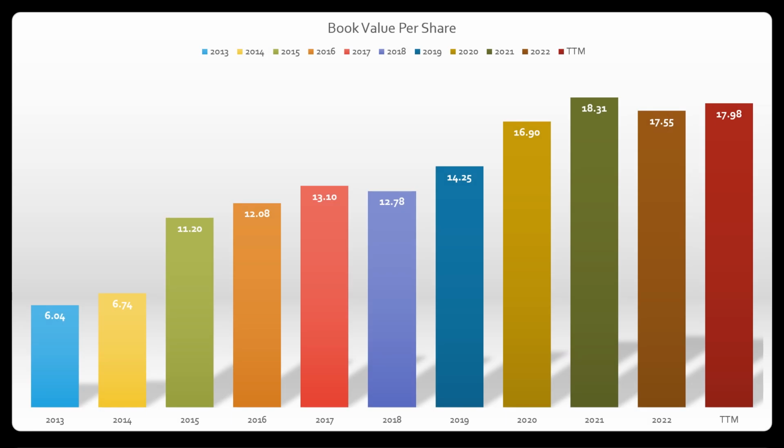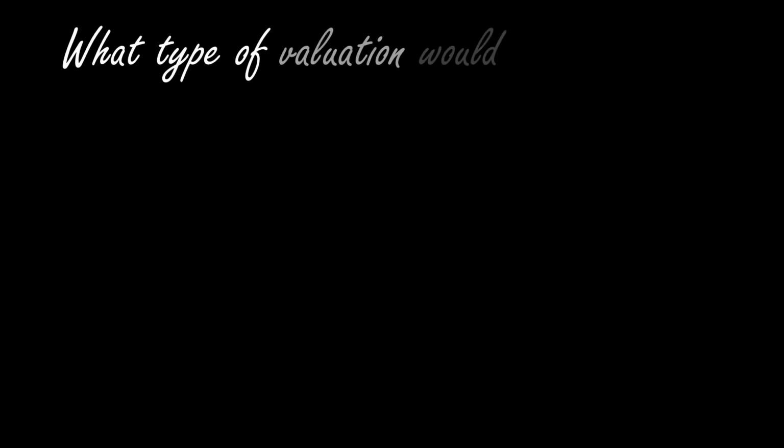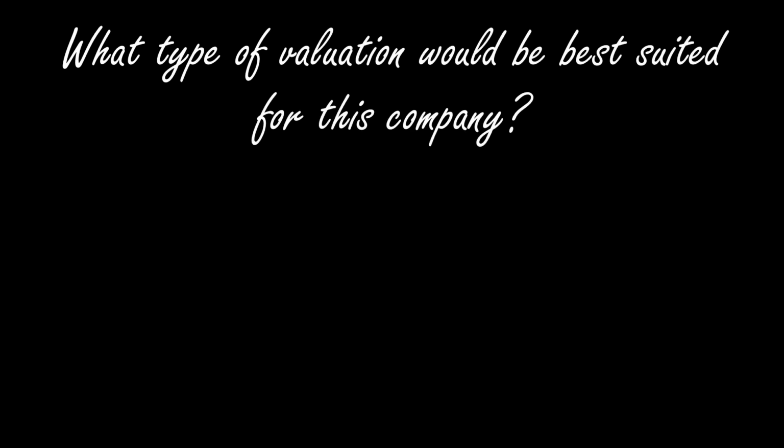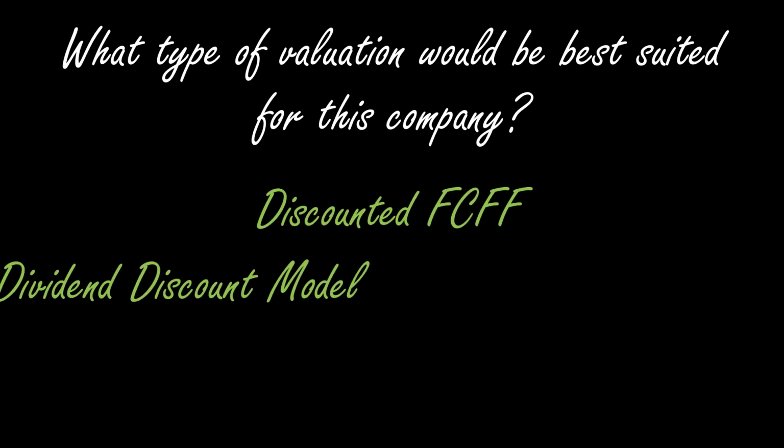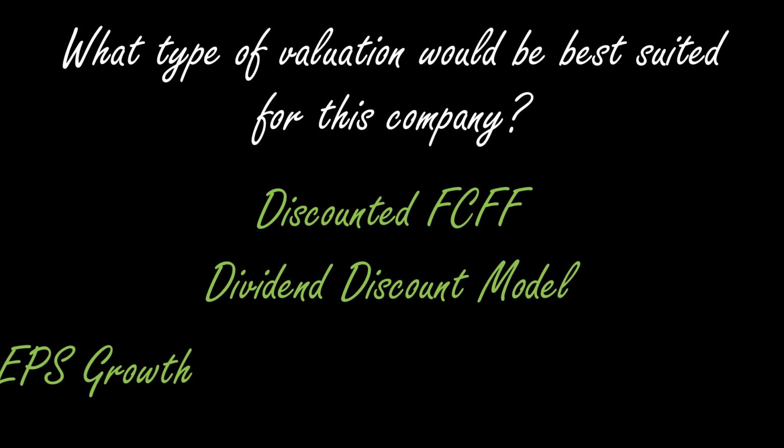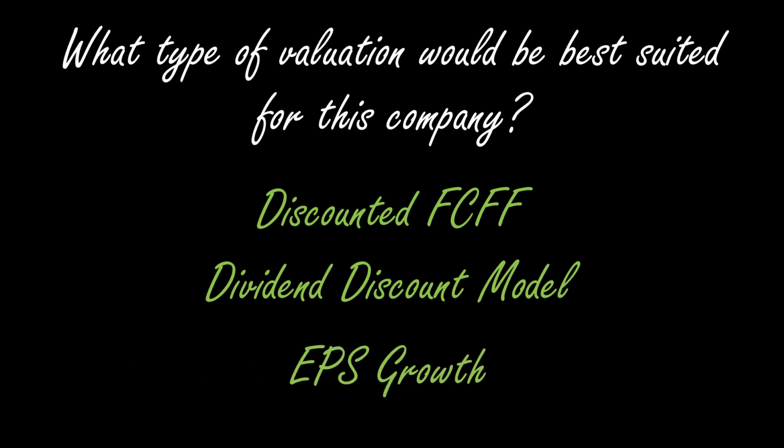Now let's turn our attention to the book value per share, and although this number looks good, it does appear a little stagnant over the last 3 years. Next we need to decide which type of valuation will be best suited for this company: a discounted free cash flow to the firm, a dividend discount model, or an earnings per share growth model. For this particular company, I'm going to use the earnings per share growth model.